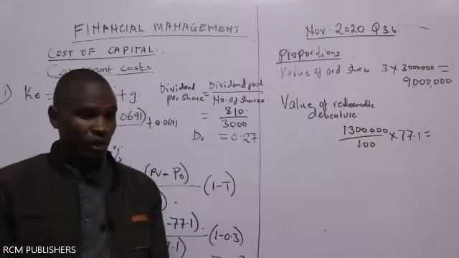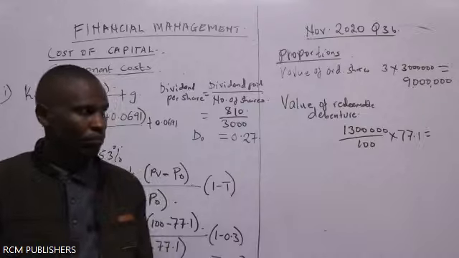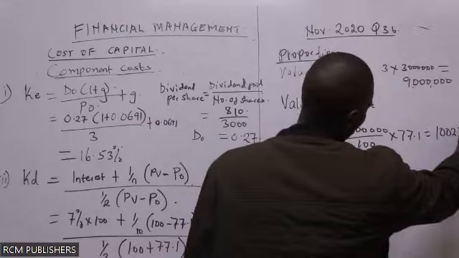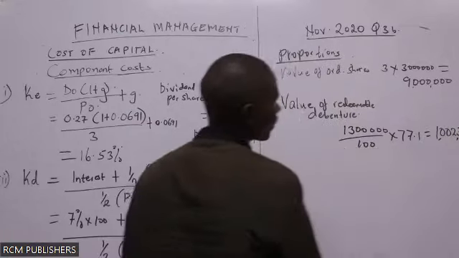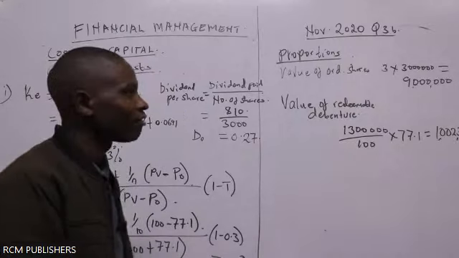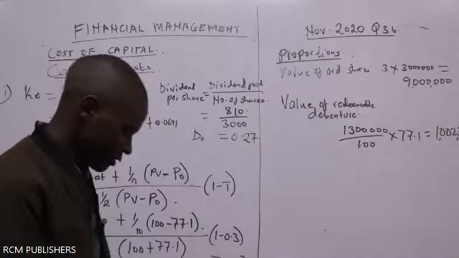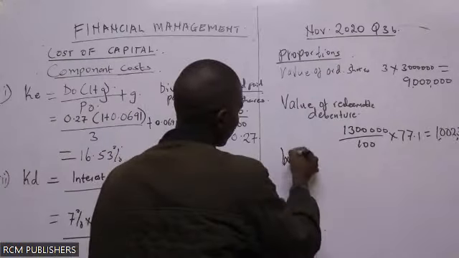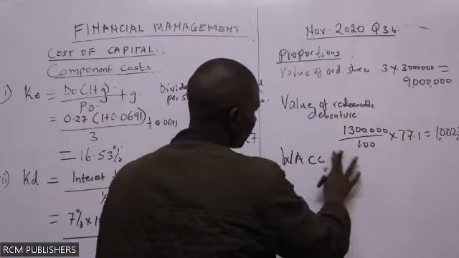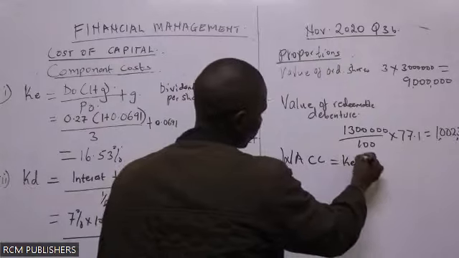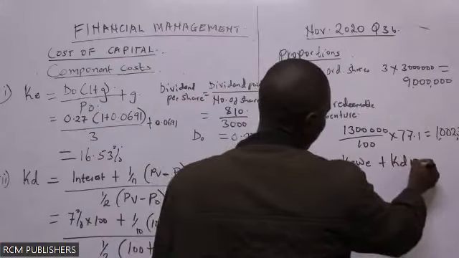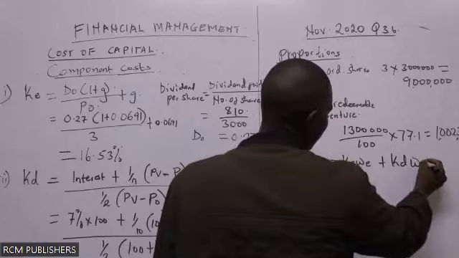100 to 300. Okay, so let's work it in that order. Now, I can see I have my proportions. So from there, I said that the weighted average cost of capital is equal to KE weight over E plus KD weight of D.